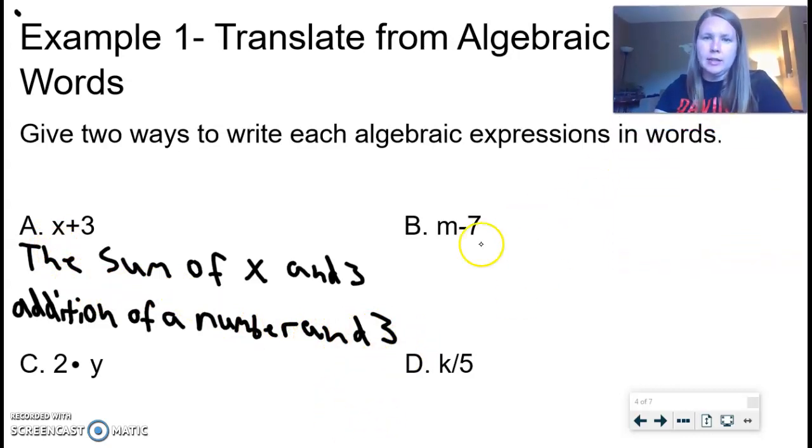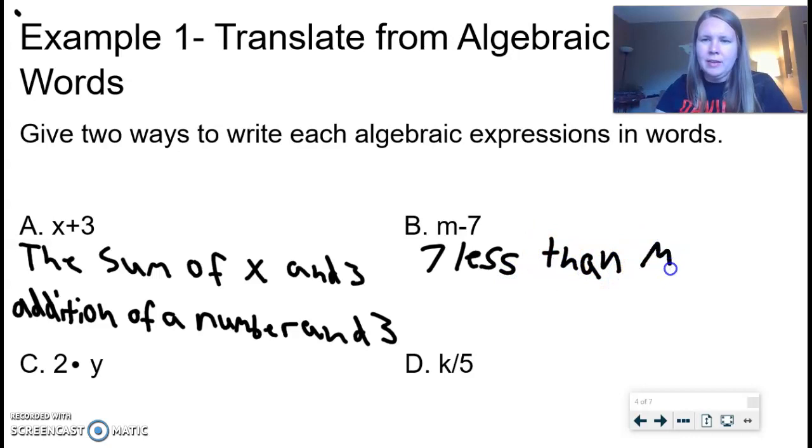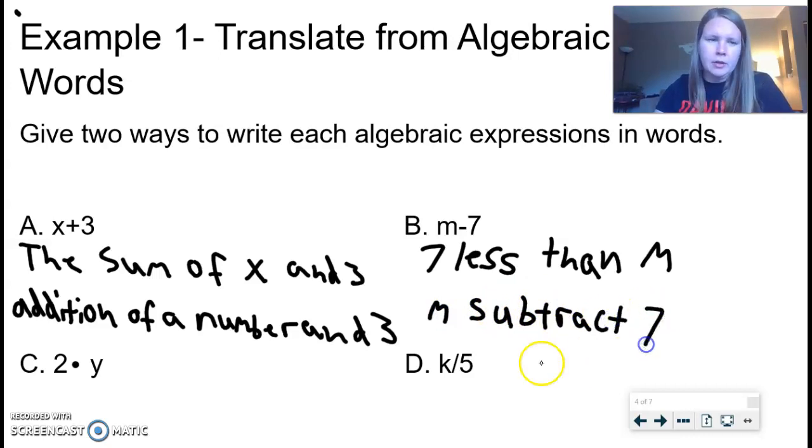So then let's look at B. You've got your subtraction symbol. So we've got m minus 7. So I could say 7 less than m. You'd have to go backwards, so 7 less than m, because if I said m less than 7, it's actually 7 minus m. So then I could say m subtract 7. That would be another way to write this one out.